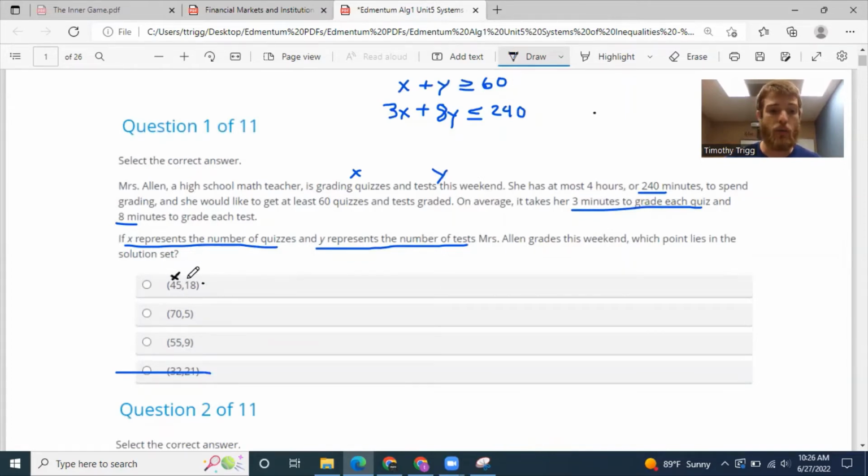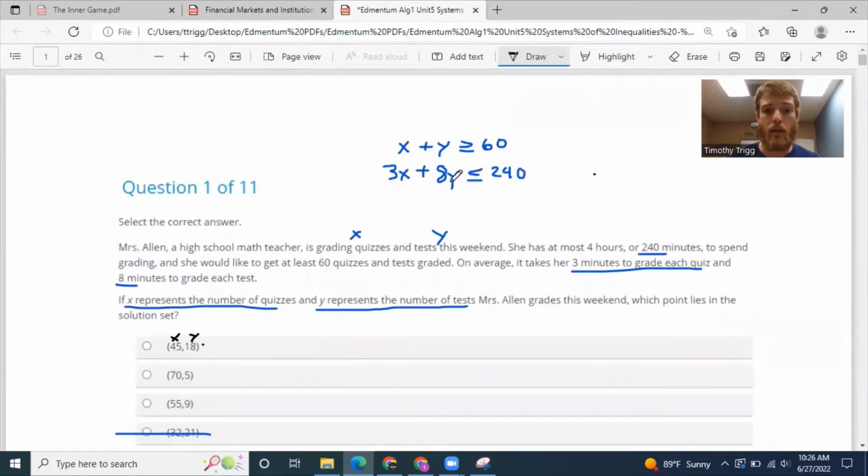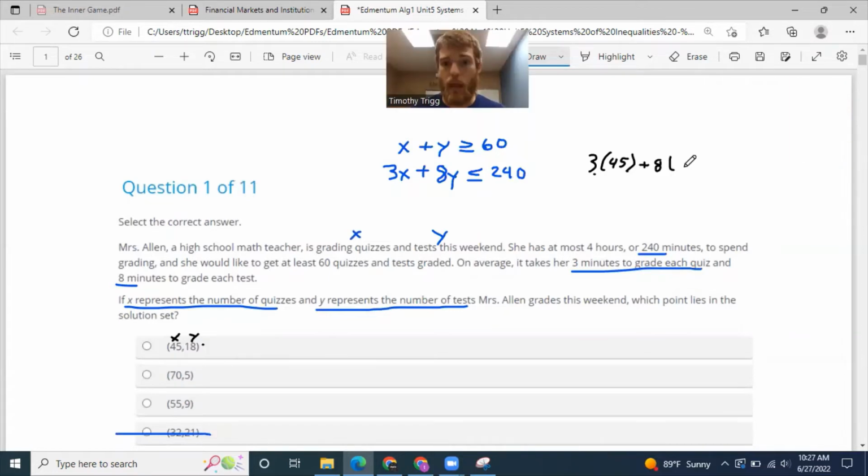Replacing the x with 45, the y with 18. Okay, so this would be 3 times 45 plus 8 times 18, and I want this to be less than or equal to 240. So let's go ahead and see if this is the case. I have my calculator available somewhere. I don't know where I put it. Oh, here it is.